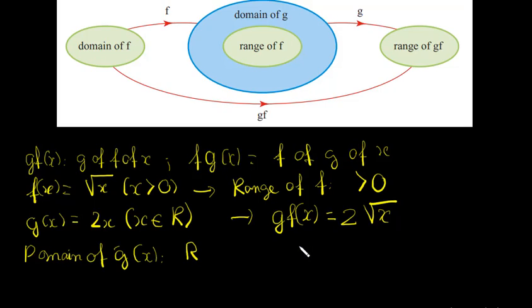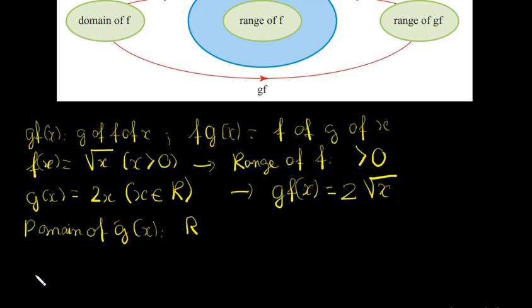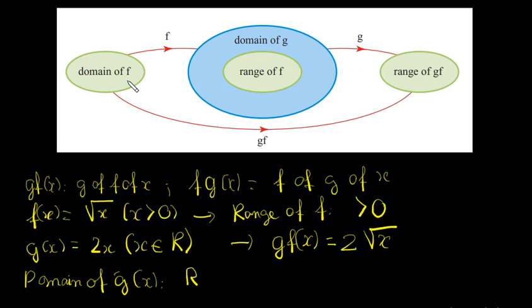But now if we want to find the function f of g of x, can we do so? The answer is no. If we change the direction, since we use the function g first, this one will be changed into g, and here is f, and here is our f of g of x.